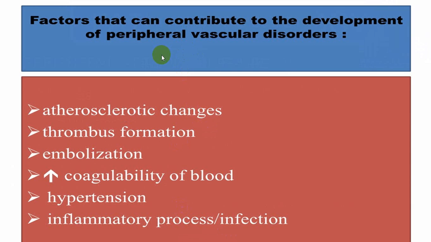Also, there will be atherosclerotic changes, thrombus formation, and embolization secondary to atherosclerosis. There will be an increased chance of coagulability. A person can complain of hypertension secondary to atherosclerotic changes. And at the site of ischemia, you can have changes in the skin, nail bed, and terminal part, and you can have gangrene formation, infection, ulceration, etc.